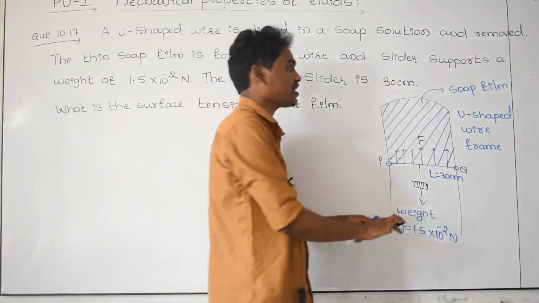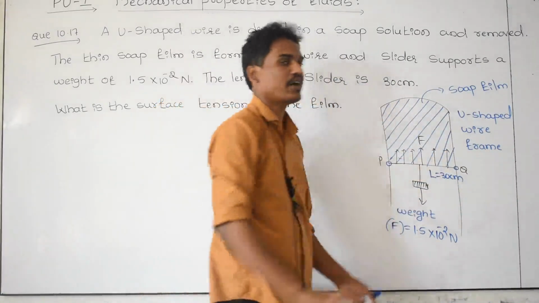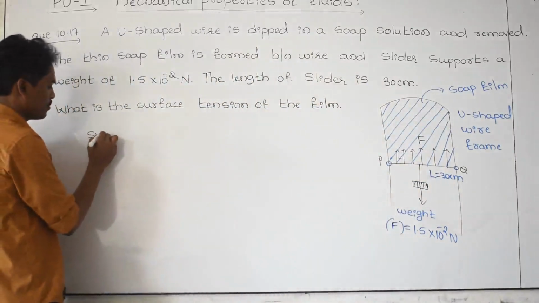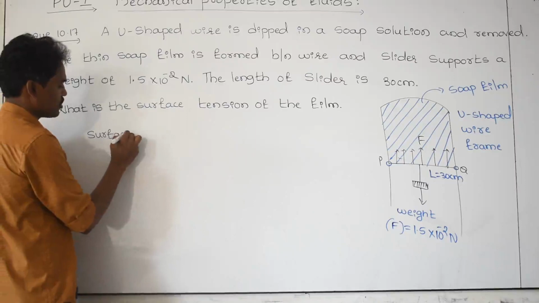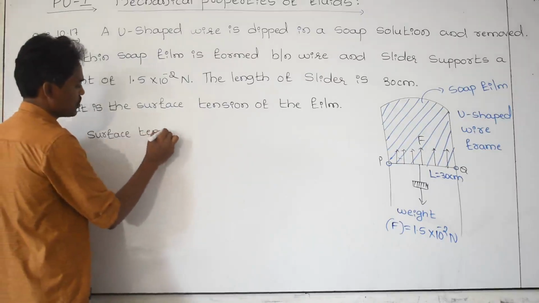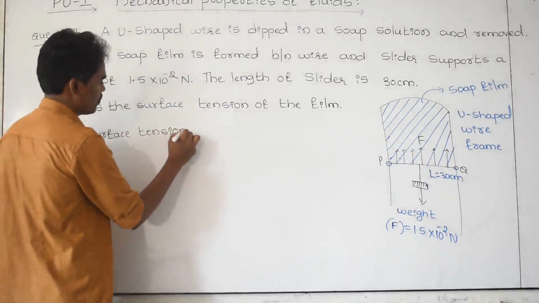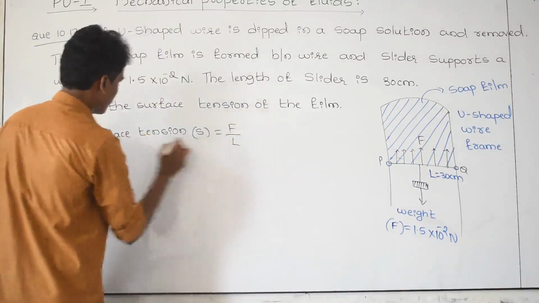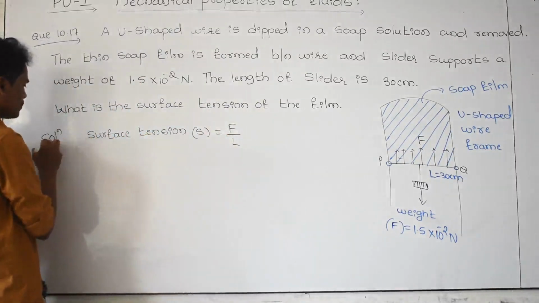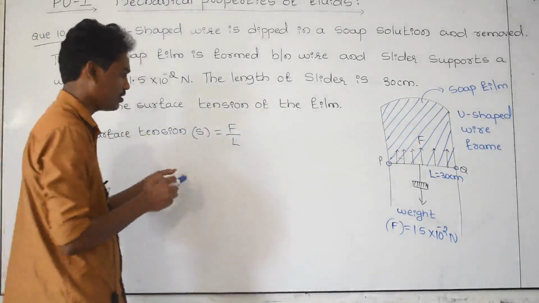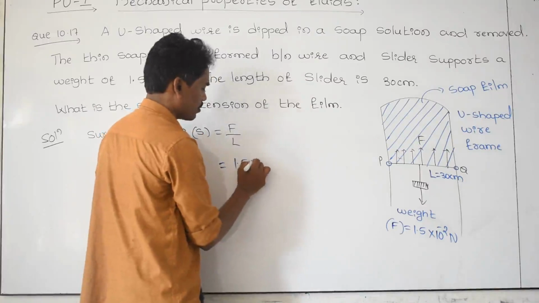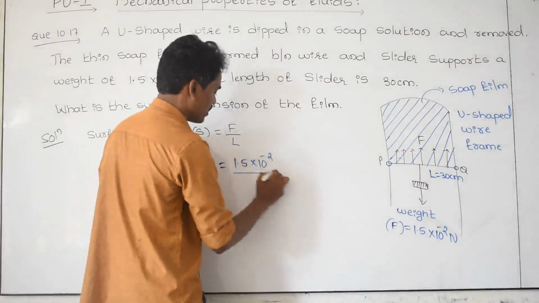And how much is the surface tension of this film? You need to find out. As you know very well, surface tension S is equal to F divided by L. And F he has given, that is 1.5 into 10 to the power of minus 2, divided by 2L.